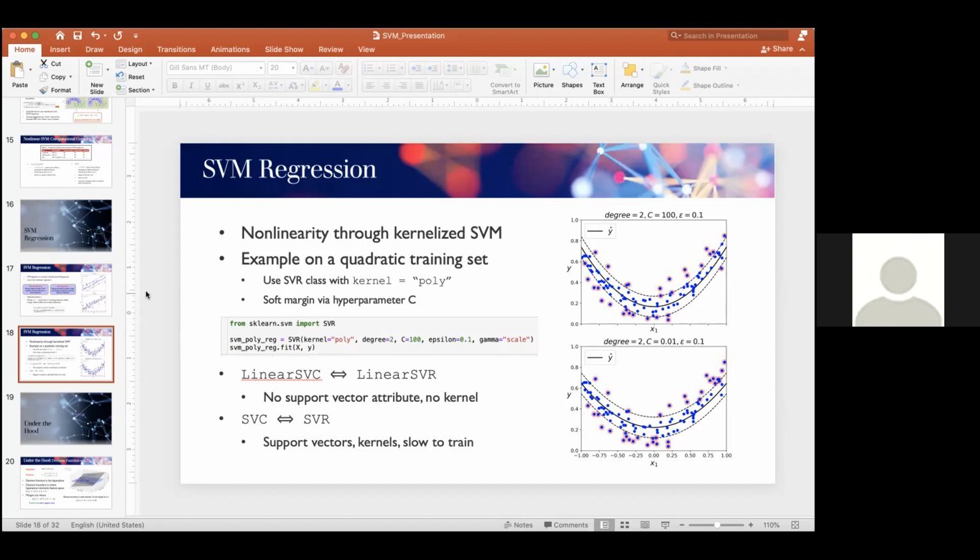Okay. Seems like anything else to share? Has anyone used SVM regression? Okay, I guess it's time to move on to the next section.